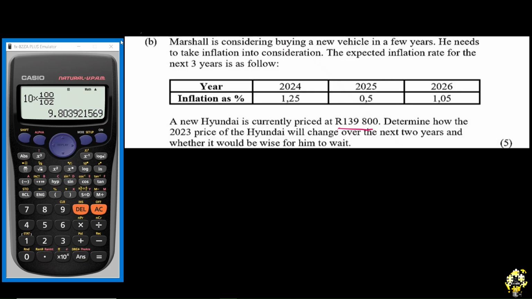Determine how the 2023 price, so that means this is the price of the Hyundai in 2023, will change over the next 2 years. If they're asking how it will change over the next 2 years, they are simply talking about 2024 and 2025. Since it was 2023, the next 2 years are 2024 and then 2025. How will it change over the next 2 years, and would it be wise for him to wait or not? Now, look at my steps.